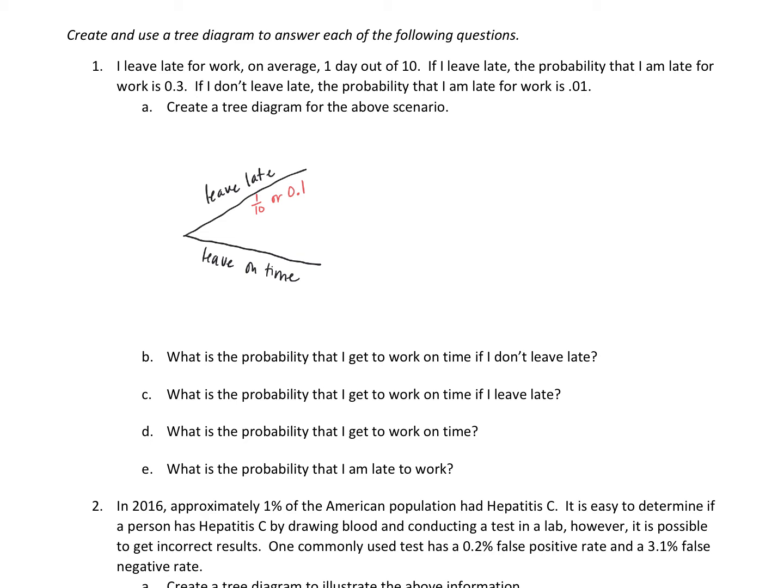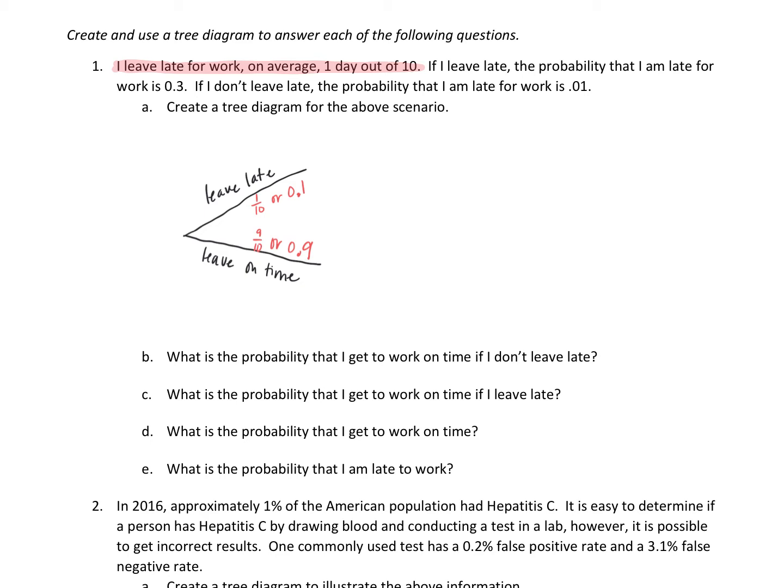Now there's only two options. Either I leave late or I don't. So if I leave late 0.1 or 10% of the time, or 1 out of 10 times, that means I leave on time 9 out of 10 times, because these two things have to equal 1, because it either happens or it doesn't. So if there's 1/10 of the time I leave late, that means there's 9 days out of 10 that I don't leave late. So again, you can do it as a fraction or a decimal. I prefer decimals, but the fraction shows us how we get there. Okay, so that's all from the first sentence.